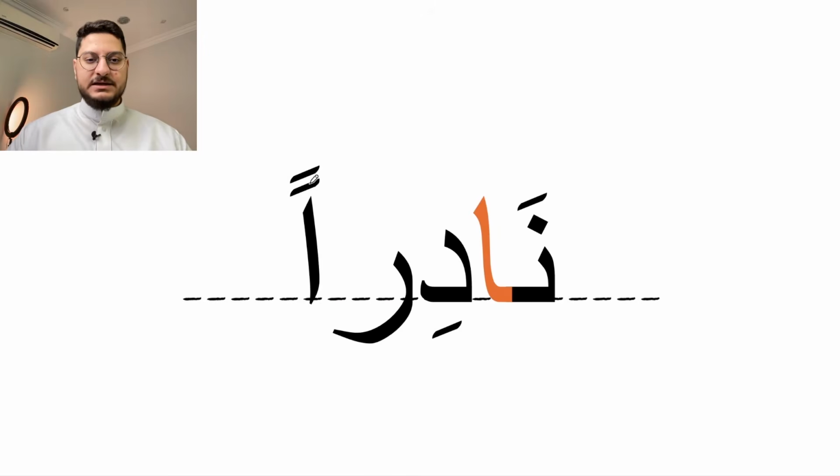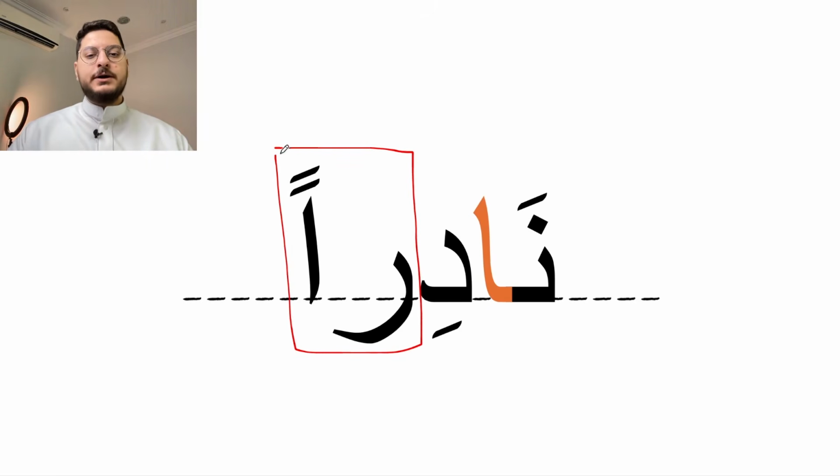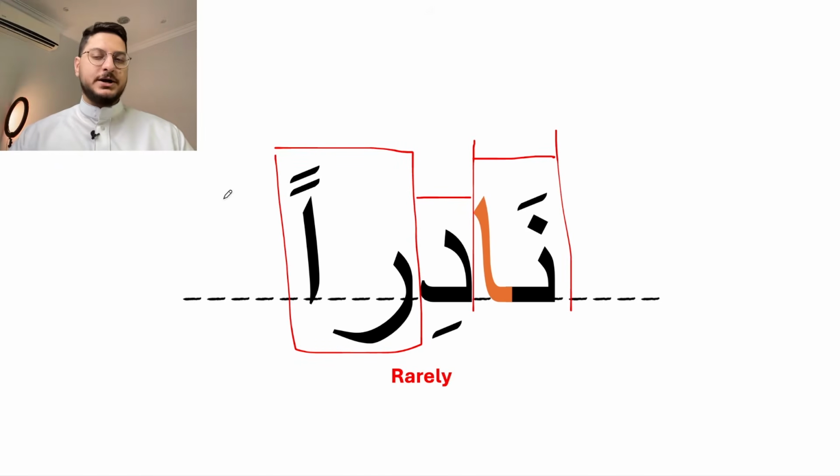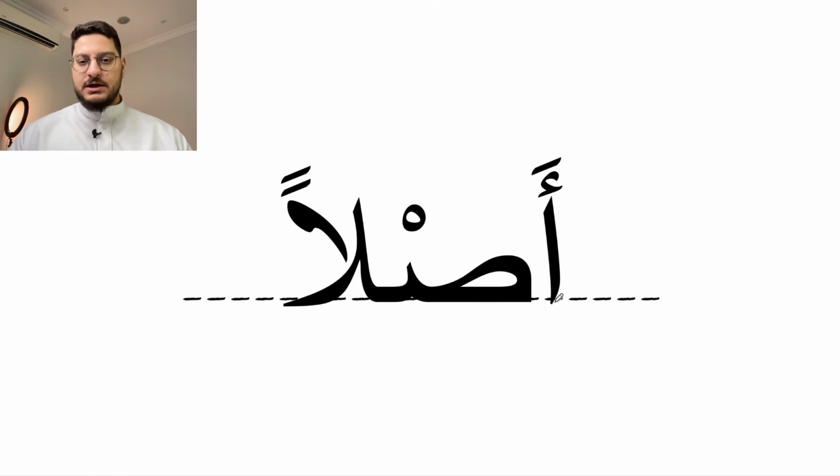Let's look at this one. Again, I see the tanween here at the end. So I take it with the previous letter. And now how do I read this block? Run. I have the ra, so this becomes run. Now let's read the rest of the word. The first syllable would be na, di, run. Nadiran. And nadiran means rarely.